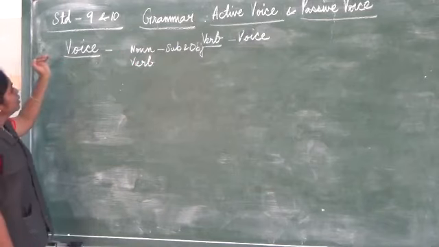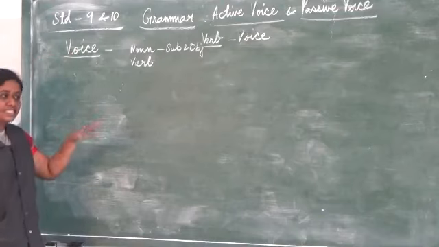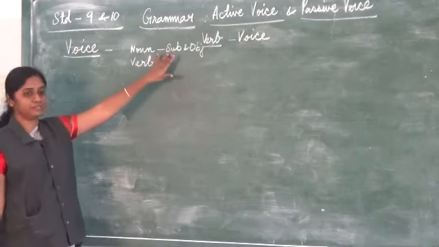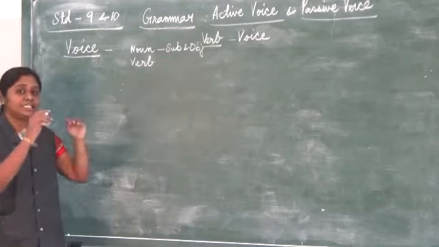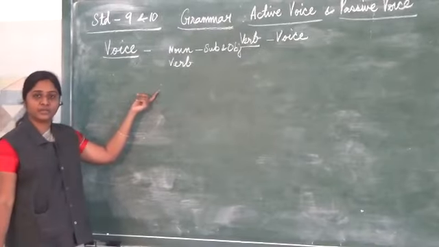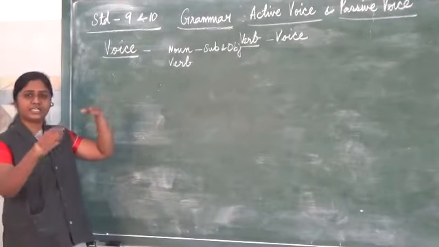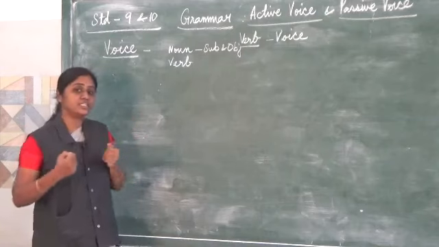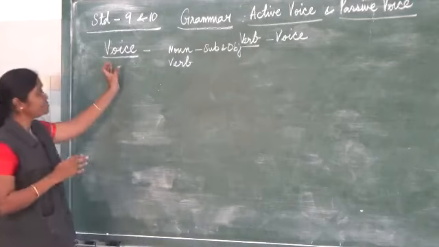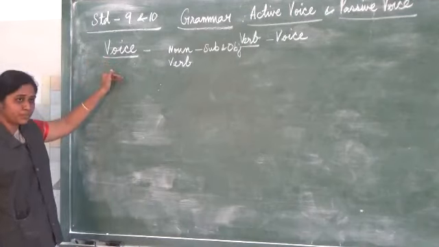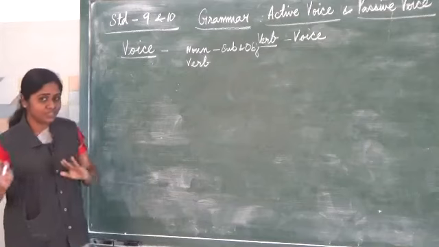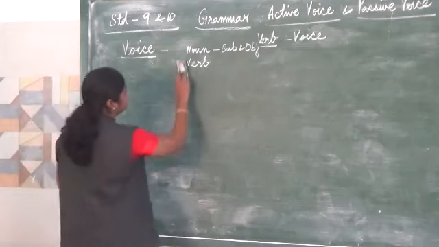Voice means, in a sentence, any sentence in English or any language, it will have a subject and a verb. In that sentence, if the subject is doing the action, okay, in certain sentences the subject will do the action, in certain sentences the subject will receive the action. So in order to differentiate these 2 only, we have something called voice. So voice denotes whether the subject is doing the action or whether the subject is receiving the action.